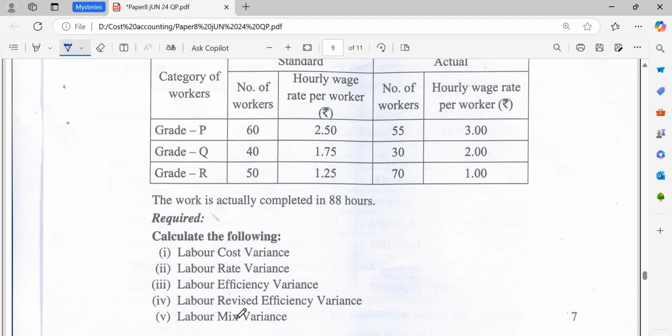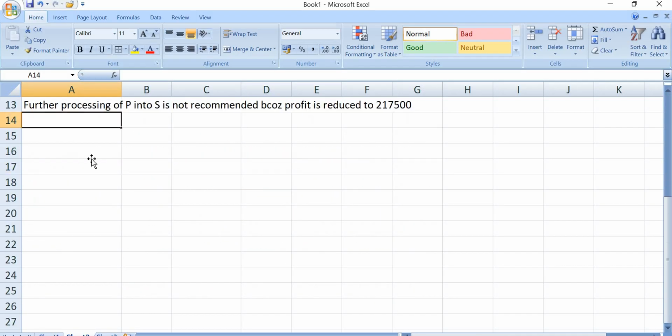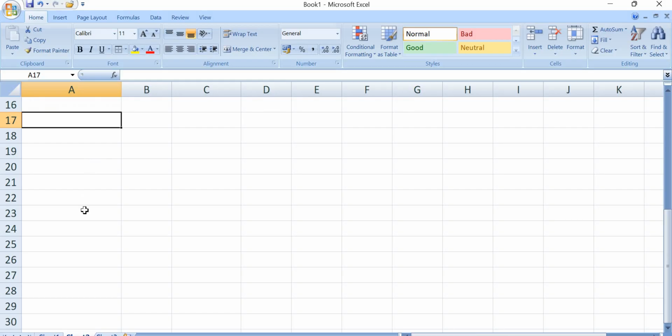I have uploaded a separate video on how to remember the formulas very easily for labor variance and material variance. So I request you to refer to that video as well. So let's solve this one. So we need to calculate. First, it is better to note what details are available. Let's complete that.